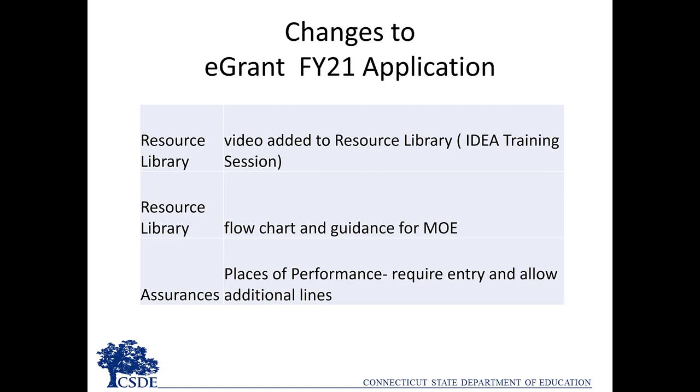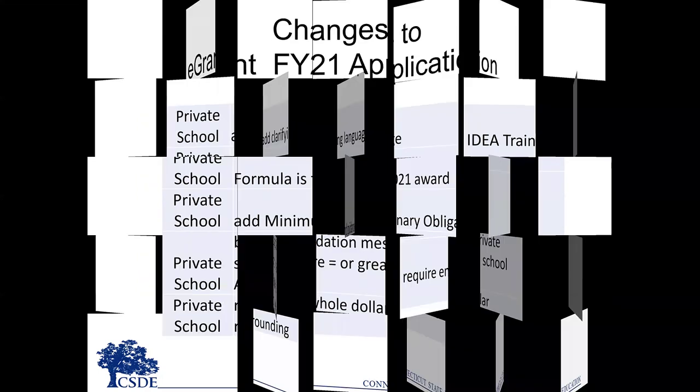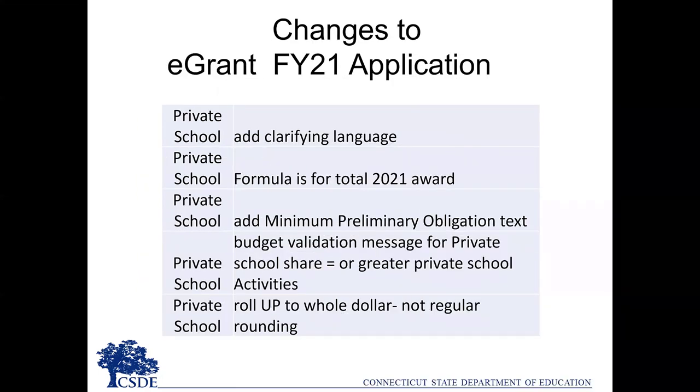Under assurances at the bottom, places of performance, just to make things uniform, everybody's going to put in their address there at the bottom. I'll show you that in a moment. We gave clarifying language to ensure that you're aware that it's the 10-1-19 child count that you'll be putting into your elements in the application for proportionate share for those private school, parentally placed private school students.